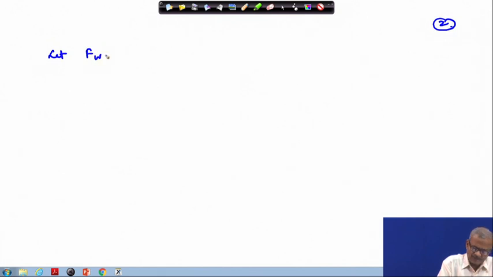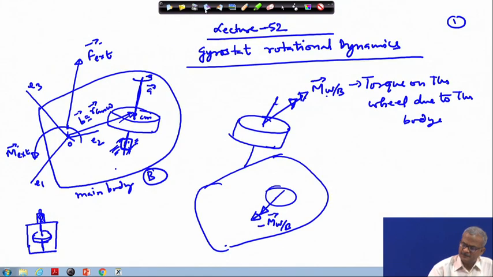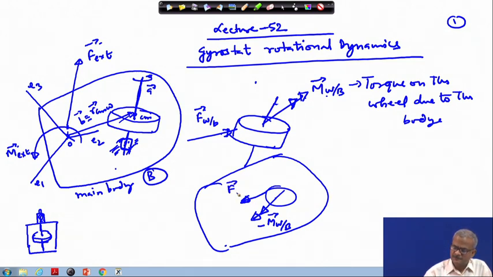So, let F_wb be the force acting on the wheel. Similarly, there will be a force acting on the wheel. Because the wheel is in contact with the body, a net force will act on this wheel, which we can write as F_wb. And as a result, in the opposite direction we can show F_wb with a minus sign. This will be the force acting on the main body.